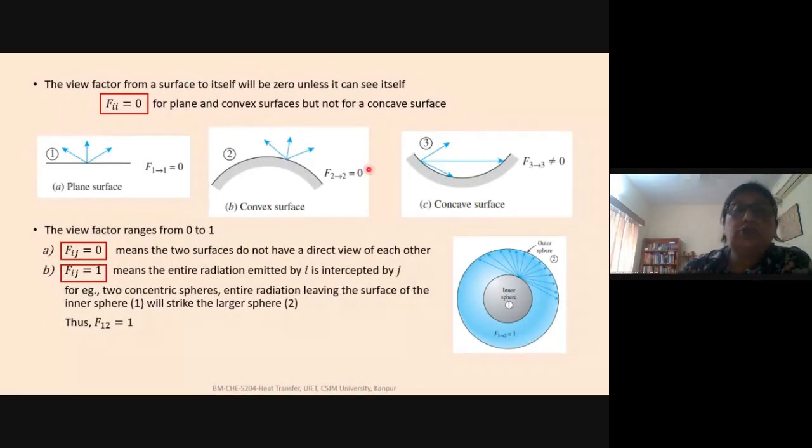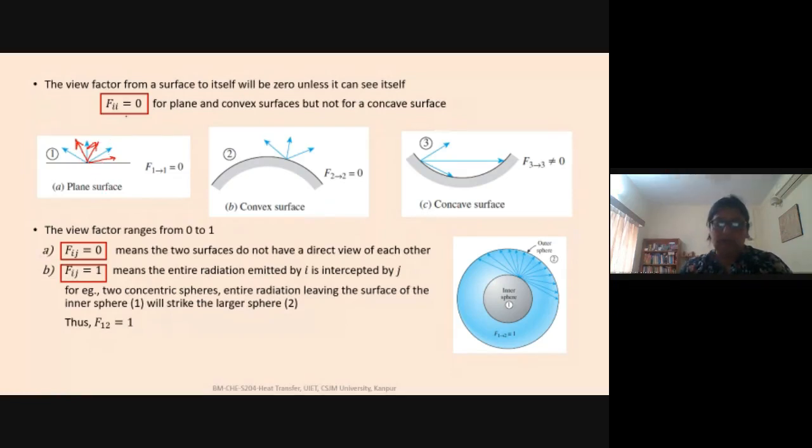Okay. So the view factor from a surface to itself will be 0 unless it can see itself. So Fii is 0 for plane and convex surfaces, but not for a concave surface. Let us see what they are trying to say in this. Suppose we have a plane surface and radiation is going out. There are 3 blue arrows shown here showing radiation. If I drew more arrows from here, all these arrows are going out of the plane surface. Nothing is coming back to the plane surface, since all of these arrows are straight lines.